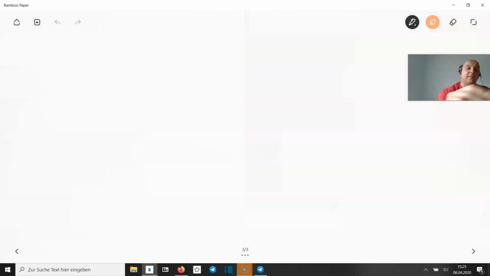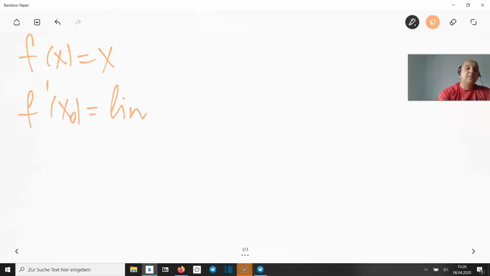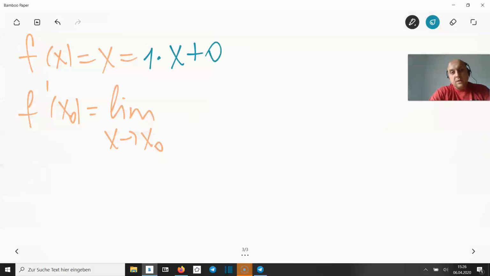Now we move on. Let's say f of x equals x. What about this one? Well, f prime at x0 would be a limit x towards x0, and then don't forget that x can be written as 1 times x plus 0. So the slope of this line is 1. Maybe it has to mean something. We will see.